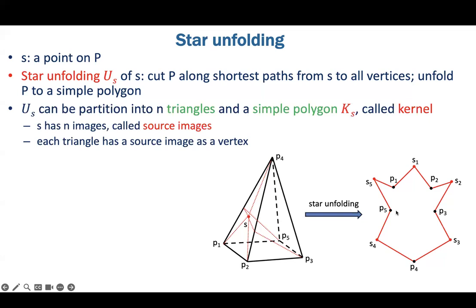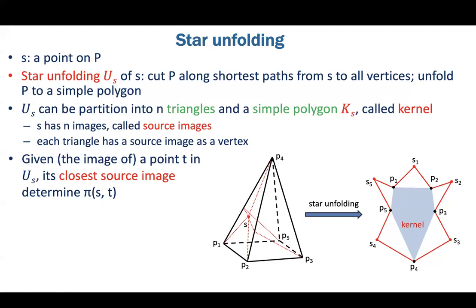This unfolding can be partitioned into n triangles, like here, where each white region is a triangle. Each triangle has a vertex that is a source image, and the other two vertices are vertices of P. And this blue region is the kernel of the unfolding.